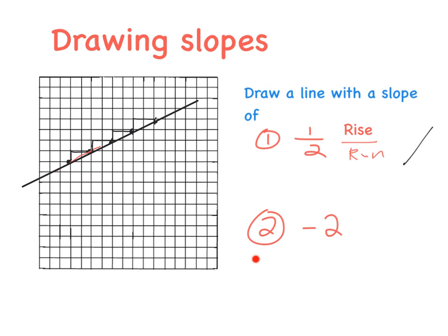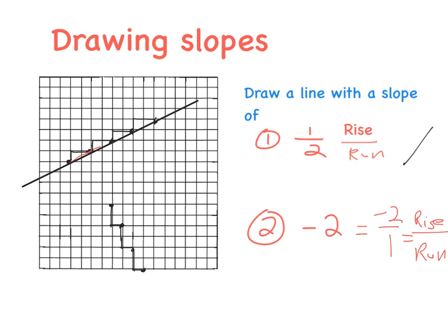The second one we're asked to draw has got a slope of -2. So again, we write that as a fraction, which is -2 over 1, which means I rise by -2 and I run by 1. So again, select a point anywhere on the graph. I'm going to go with this. And I rise by -2 means obviously I fall by 2 and I run by 1. Draw my line. I fall by 2, I run by 1, I fall by 2, I run by 1.